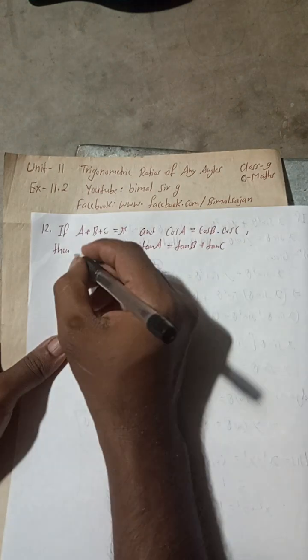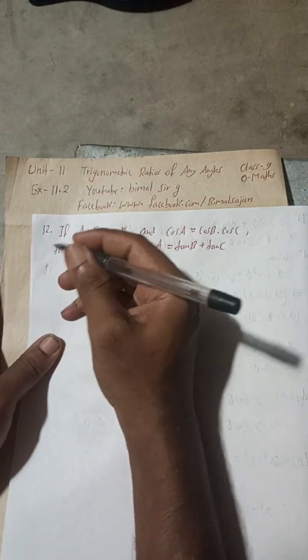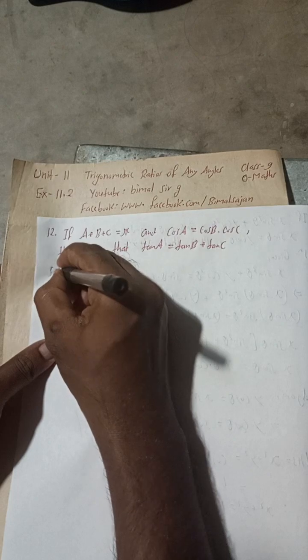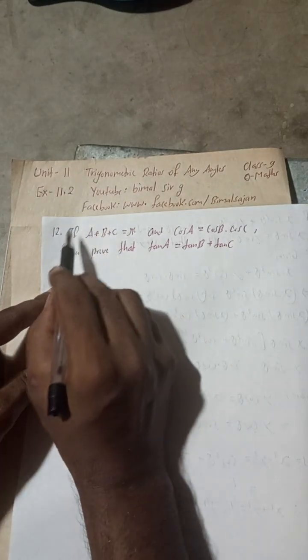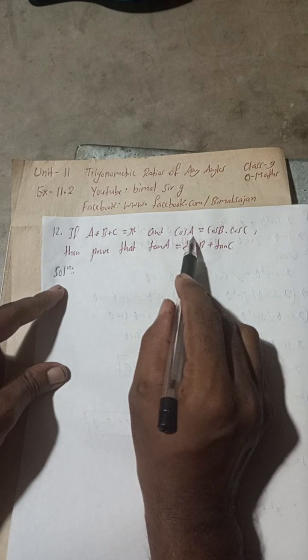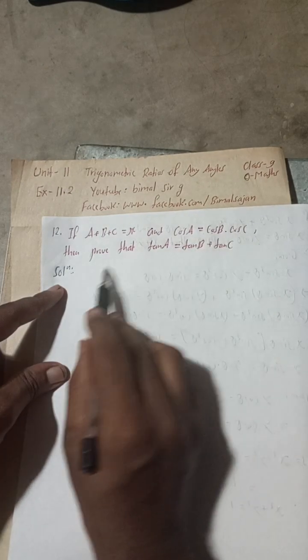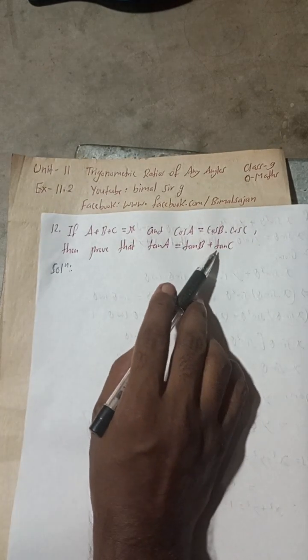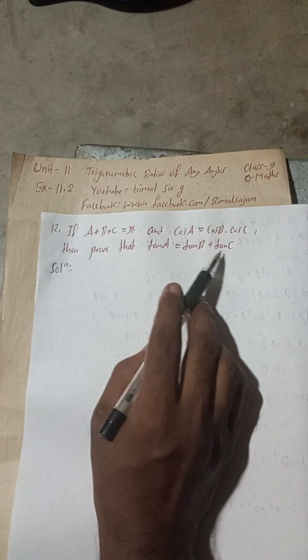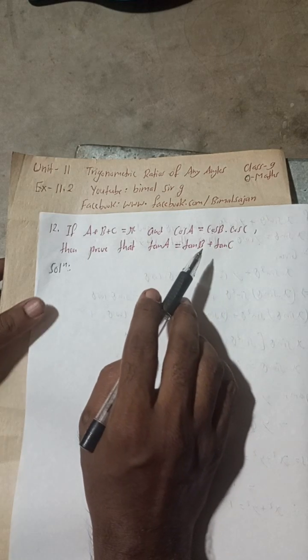Let's begin the solution. Question 12: if a plus b plus c is equal to pi radian and cos a is equal to cos b cos c, then prove that tan a is equal to tan b plus tan c. Okay, so for this we will begin from now.